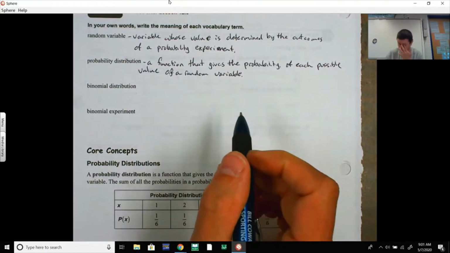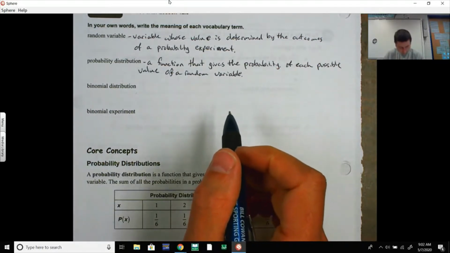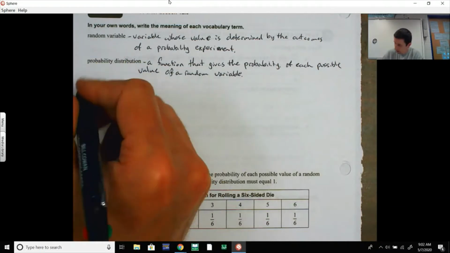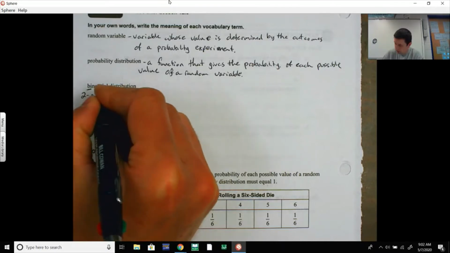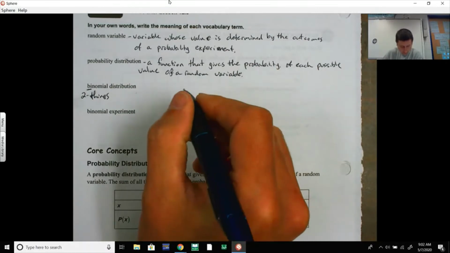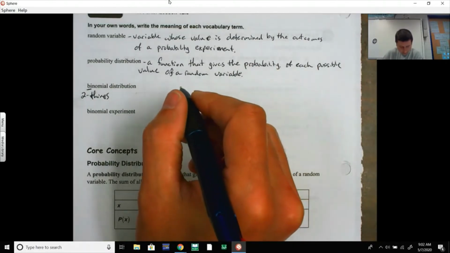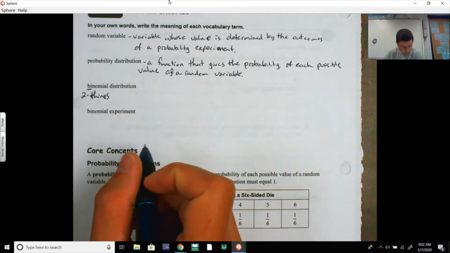Now here comes the really fancy words, binomial distribution. Okay, binomial means you basically have two options. Bi means two. We're just going to say two things. So binomial distribution, and then binomial experiment.